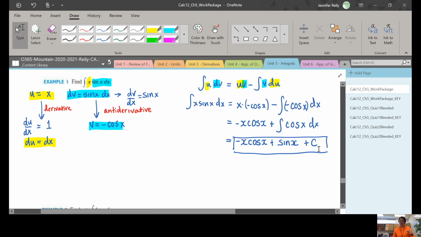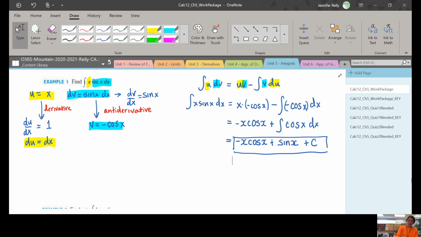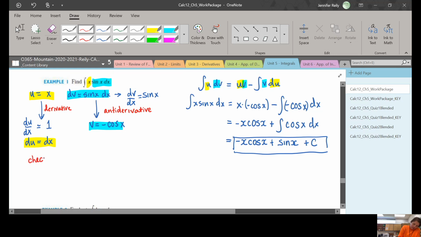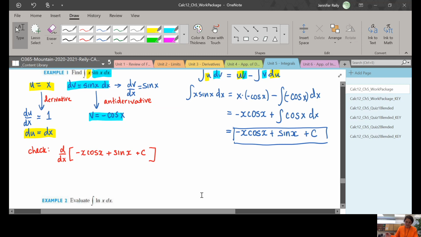Remember that you can always check your work. So if I take the derivative of my answer, I should get x sine x back. I'm just going to do this the one time, but remember you can check your work every single time you do an integral. So if I take the derivative of my answer, negative x cos x plus sine x plus c, I should get x sine x. And that's how I know I've done it correctly.